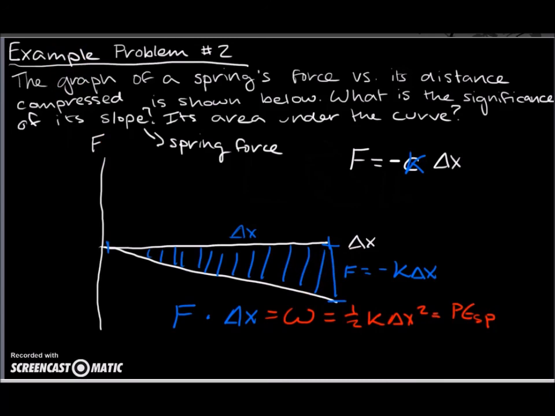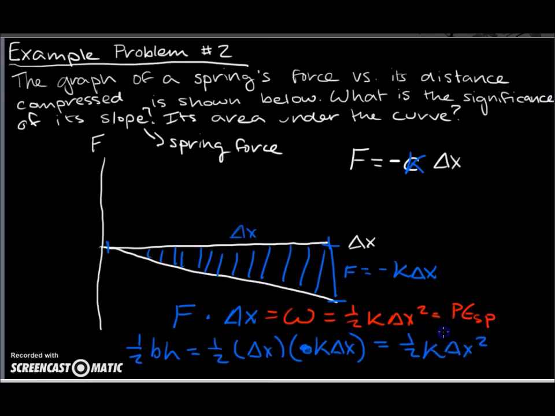And if you want to work that out, you can also see that the area of the triangle is 1/2 times base times height, which is equal to 1/2 times delta x times negative k delta x, but we can just disregard the negative because, as we said earlier, it's merely an indicator of direction, which is equal to 1/2 times k delta x squared. So the area under the curve is equal to the work being done on the spring, which happens to be our spring potential energy.